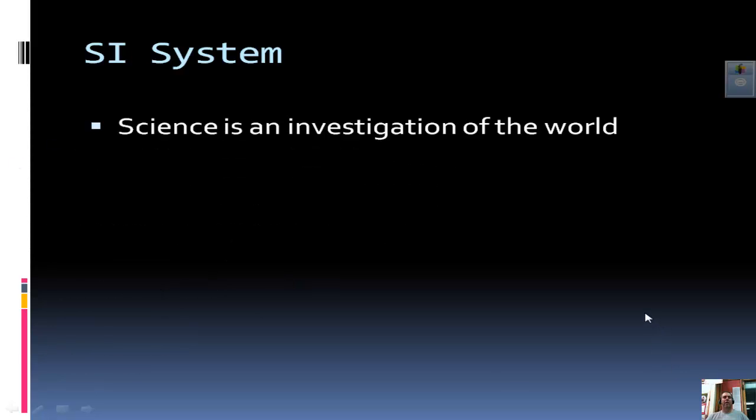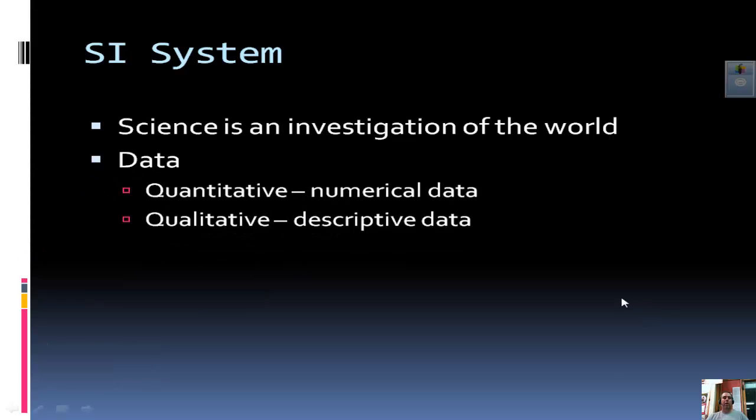The SI system. Science is going to be an investigation of the world. We're talking medically, physically, chemically, earth science. All kinds of investigation is going to be going on. A couple different types of data. There's quantitative data, and just like that prefix out in front, you see the word quantity. Quantity just means numerical. So we're talking about numerical data. We could say 150 pounds, 24.5 degrees Celsius, 34 degrees northwest. That's all numerical data.